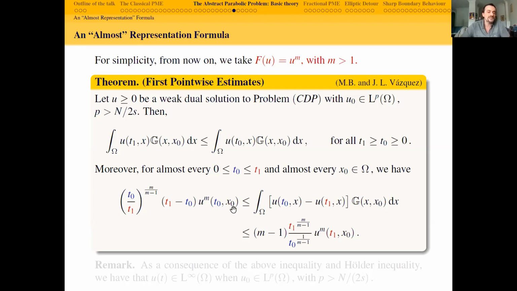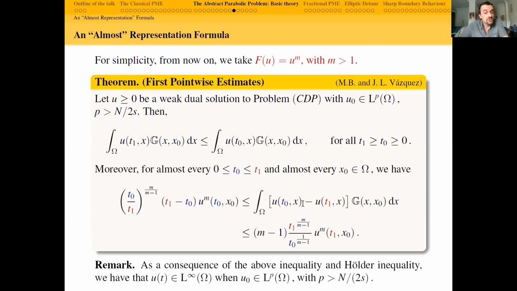But let me tell you why it is not a representation formula. Well, it is not a representation formula because, for example, on the left-hand side and on the right-hand side, you have u at a certain time, which appears also in the middle term. So here you would like to have u zero, which is the only thing that you really control, the initial data, but you don't have it. Anyway, this formula is good enough to obtain upper estimates, you just have to estimate this integral, or lower estimates. And it works as if it was a representation formula. Let me tell you how to prove this, and let me switch now to the blackboard.